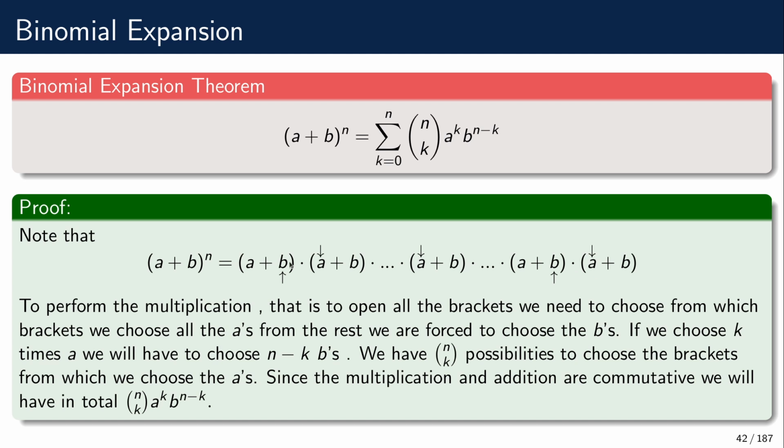And the same for b. We have to choose b from all the brackets, and then there is only one way to obtain b to the power of n.